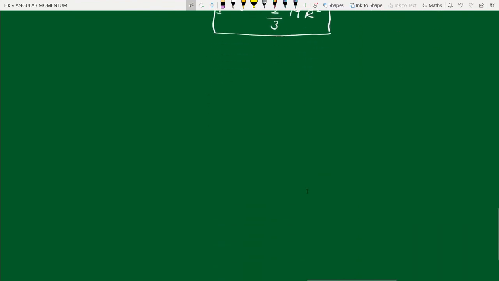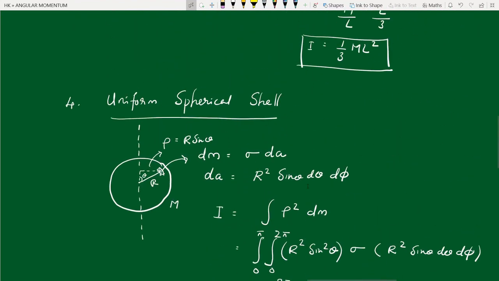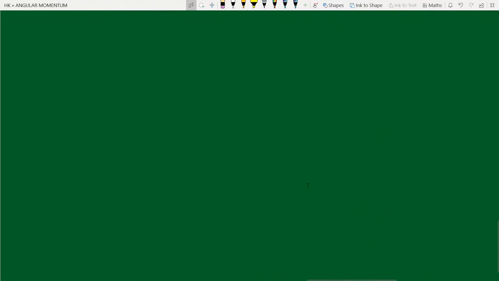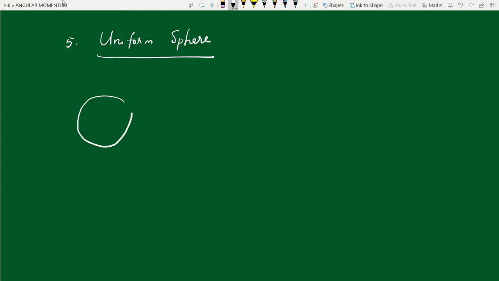Now let us consider one last object. This I will give as homework again. So the fifth one, a uniform sphere. Now you understand the meaning of uniform: mass is uniformly distributed. Now I want you to calculate the moment of inertia of a uniform sphere. Consider a uniform sphere of mass M, radius capital R. Calculate the moment of inertia about an axis passing through its center.